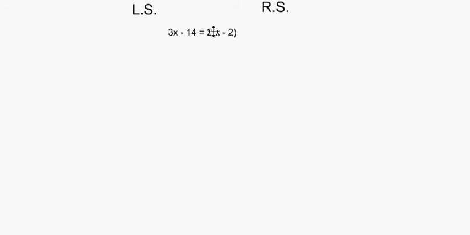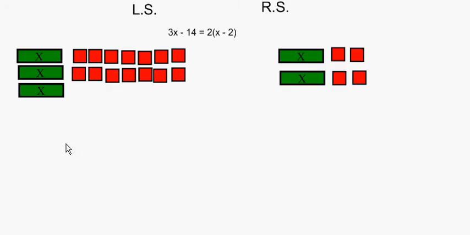I've also made sure that I've got the bracket over on the right hand side this time, just to show that it doesn't make any difference. And here's my diagram: 3x and negative 14, 2, 4, 6, 8, 10, 12, 14, and that is equal to 2 sets of x minus 2. So there's my x minus 2, and I have 2 sets of those.